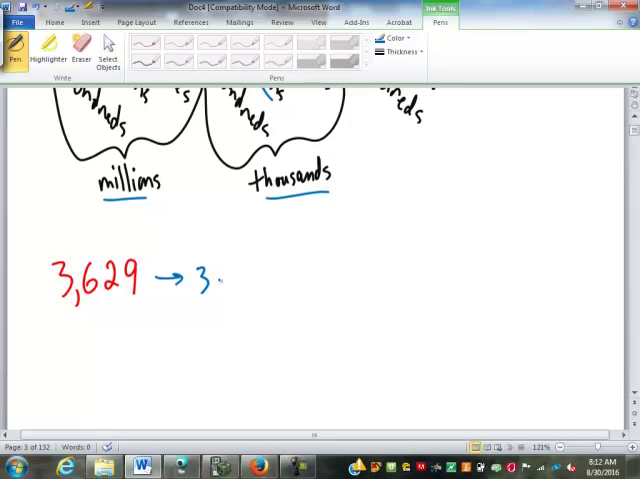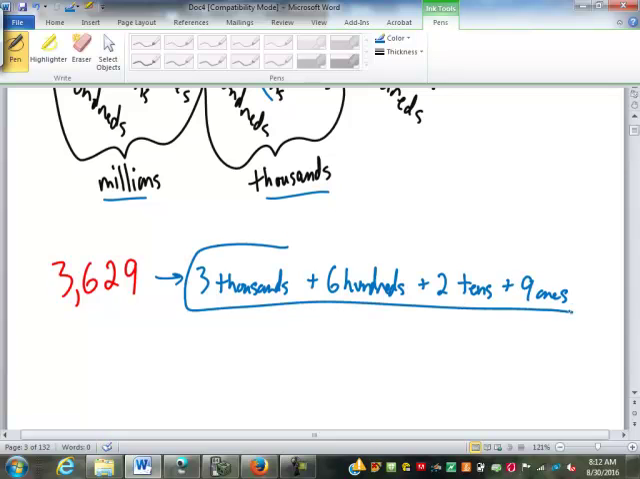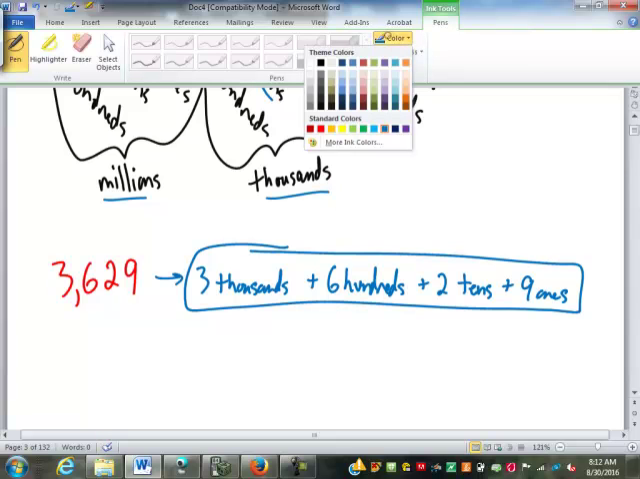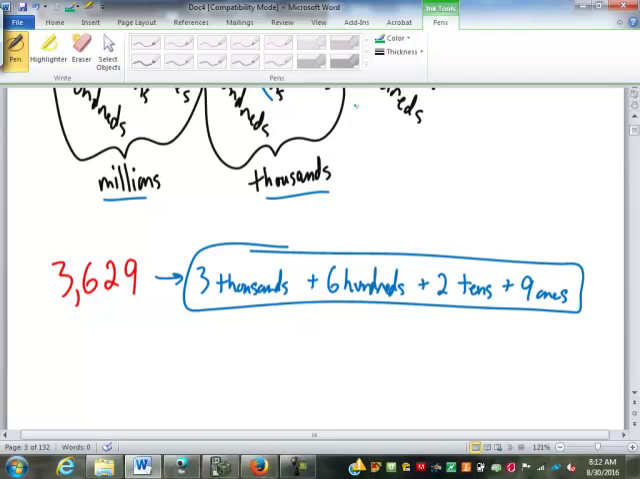It's 3 1,000s, or sometimes we just say 3,000s, and 600s, and 2 10s, and 9 1s. That is the full form of the number, sometimes called the expanded form of the number. When we see a number written out like that, it tells us a lot more about how it works.